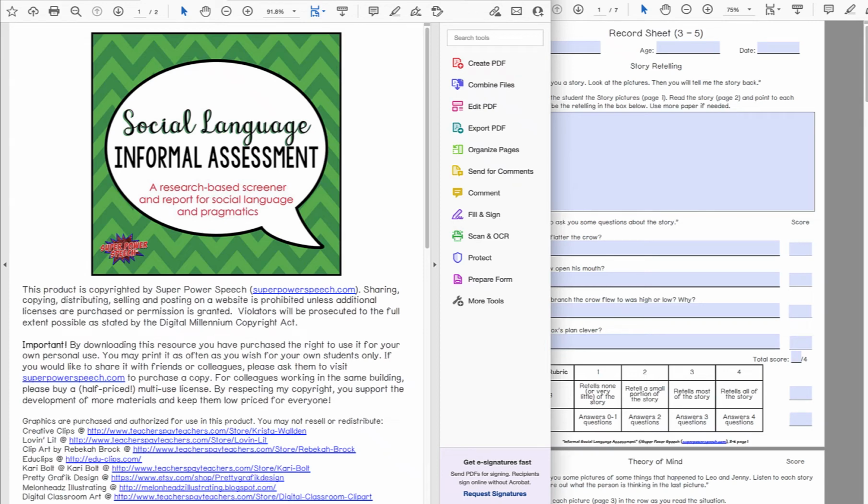Hi everyone. I've had some questions about my social language informal assessment and what it looks like and how it works. And since I just recently updated something on it, I thought this would be a great time to walk you through it.